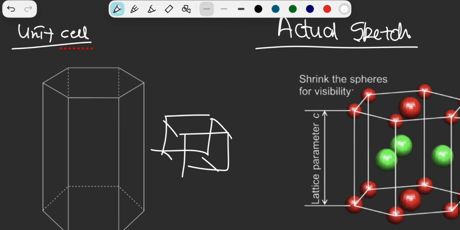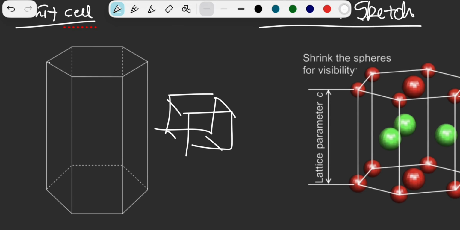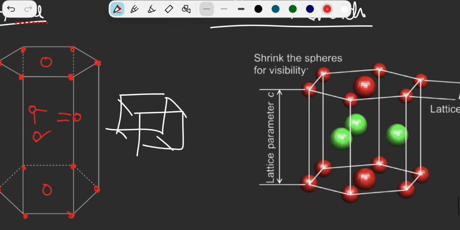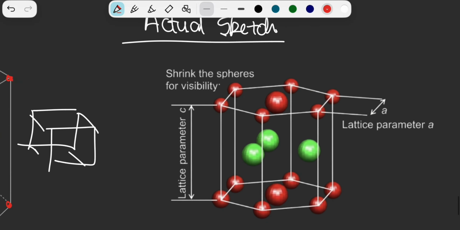Okay, so the actual structure, that's when you're going to have atoms at this corner, atoms at that corner, so this is what your exam sketch will be like. And one atom in the center, atoms at these corners, one atom in the center, and then three atoms in the middle. So this is basically what you'd be saying: atoms at the corners, atoms on top and bottom, and three atoms in the center.